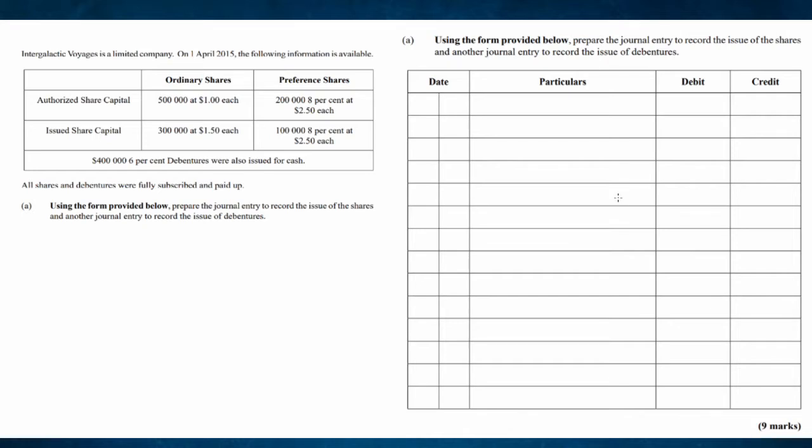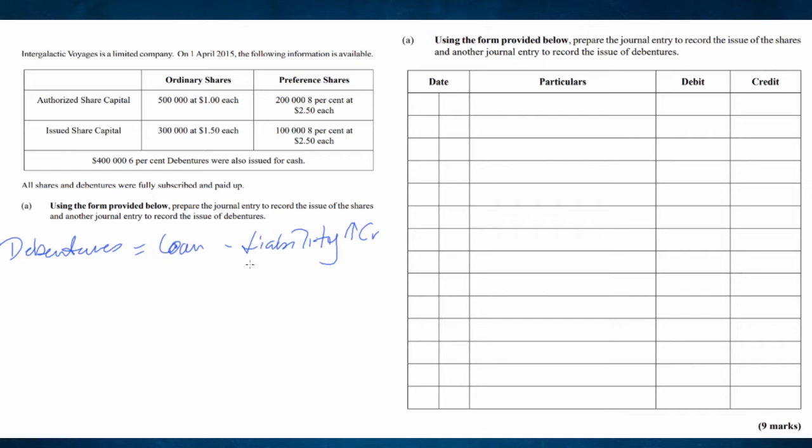Always bear in mind that debentures represent loans. So when we are dealing with debentures, we know for sure that they are a liability. So keep that in mind. Debentures is the same as a loan, and this is a liability. And what do we do with liabilities? When liabilities increase, we credit the liability account. In this case, we have an increase in liability because debentures were issued. So what we're going to do here, we're going to put the journal entries.